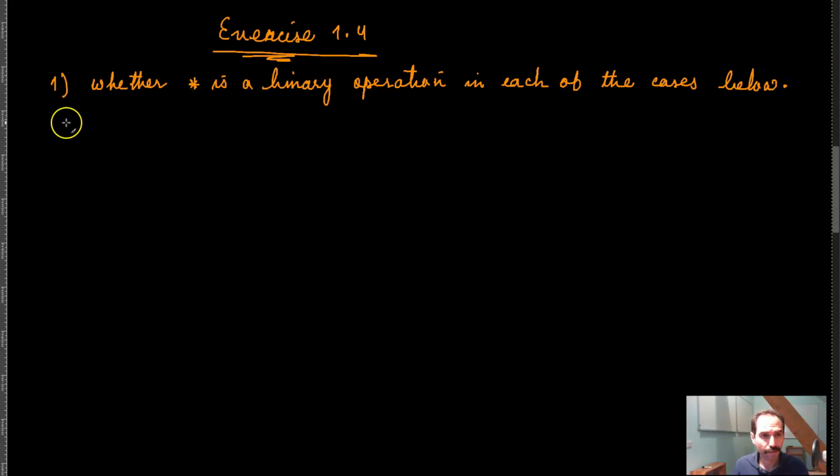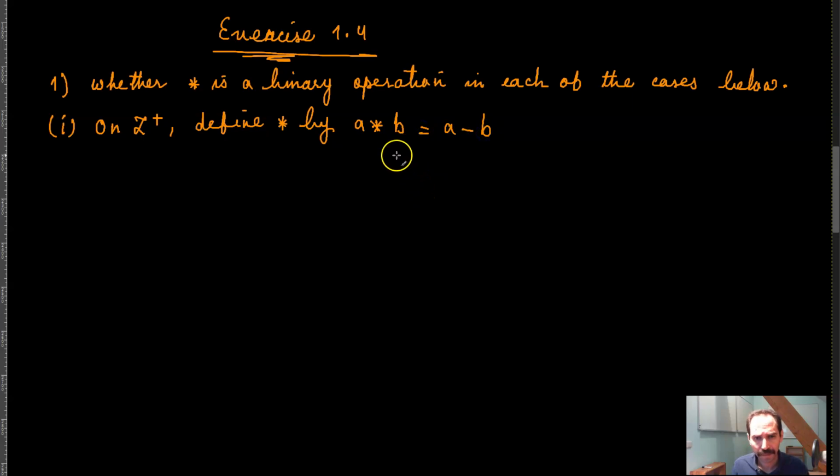Now, part one of this question is on Z plus, defined by star, or basically defined star by A star B is equal to A minus B. A star B is equal to A minus B.